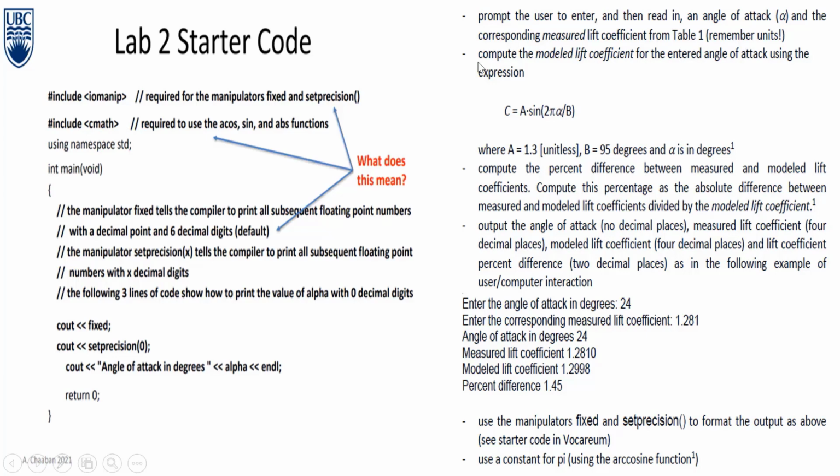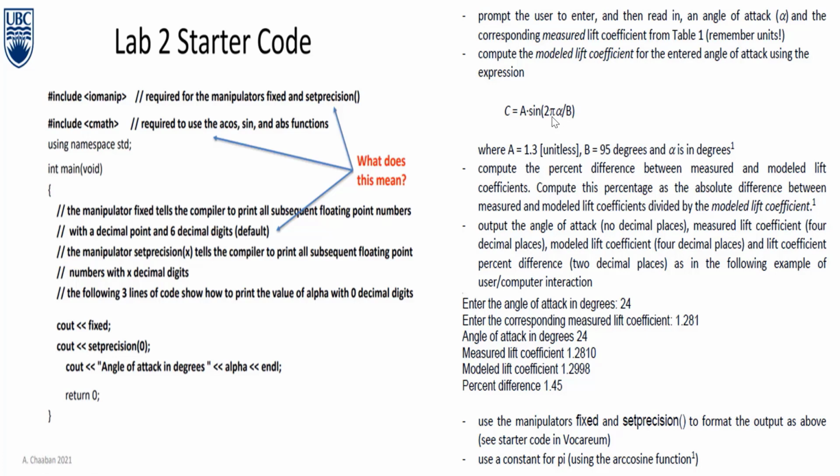After that, you are required to compute the modeled lift coefficient for the entered angle of attack using this expression. So at first you have to declare a new variable here, c. C is defined using this equation. Here in this equation, we are using the sine function, and as you know, in order to use the sine function, we must use the preprocessor directive #include cmath at the top of your code. In this equation, you are given the value of A and the value of B, and alpha is entered by the user, and we need to define the constant pi.